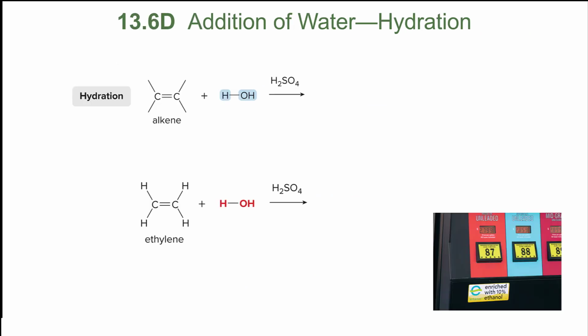As we look at hydration of a reaction, this is adding water across the double bond, or HOH. So we're going to see an H added to one carbon, OH added to the other side. So we're adding water across the double bond. And in ethylene, we have two carbons. One gets an H, one gets the OH. So this makes ethanol.